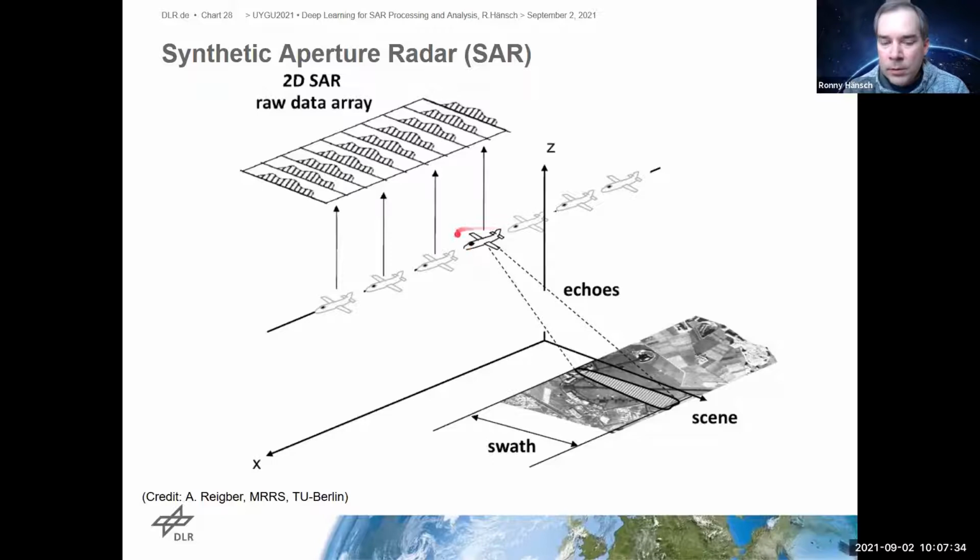So our sensor, in this case again an airplane, is sending out a microwave pulse and is measuring the echo. And then it moves a little bit further and sends another pulse out, right? It moves a little bit further, sending another pulse out. So it's recording all of these echoes along this flight path. And the next step is then combining all of those echoes into a single image.